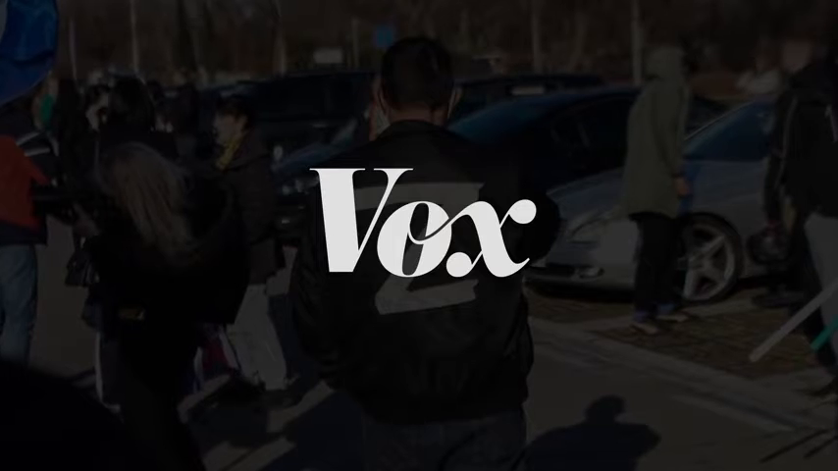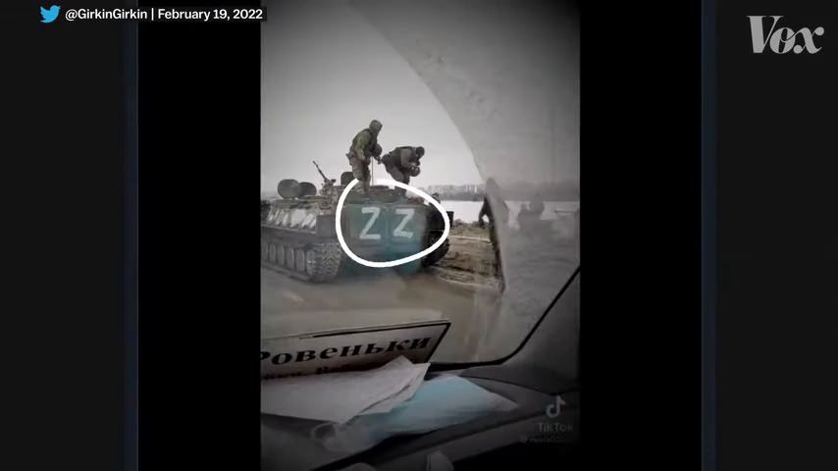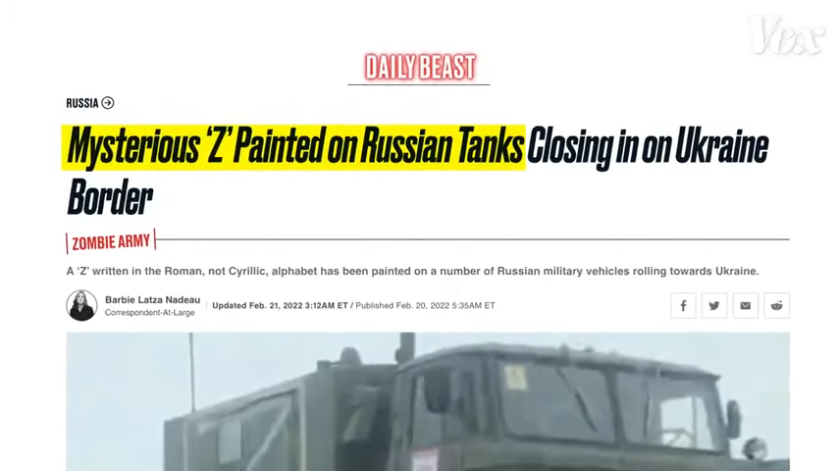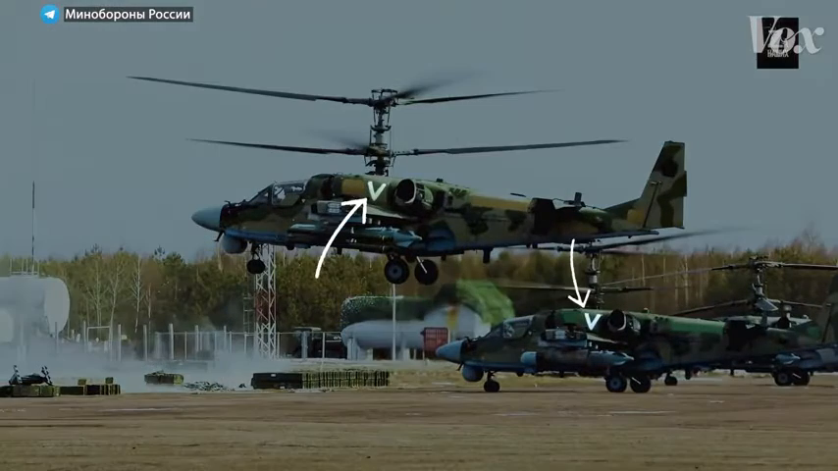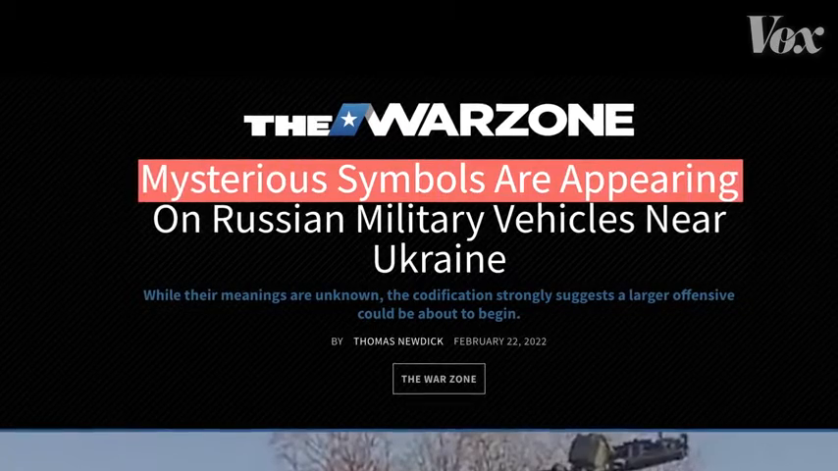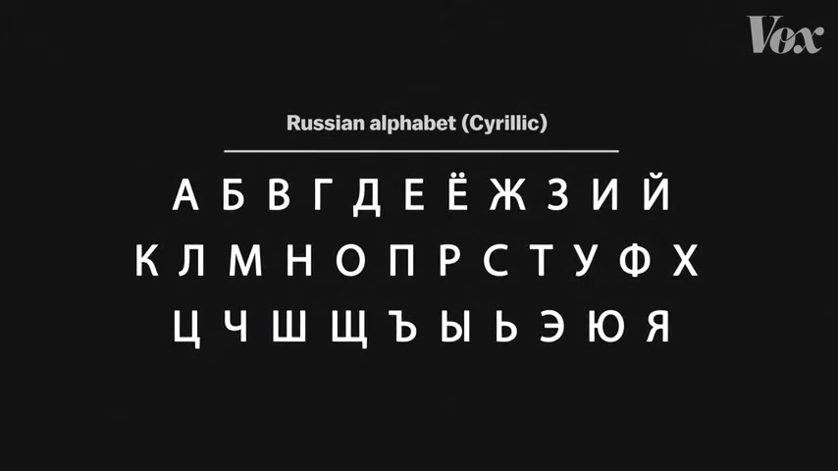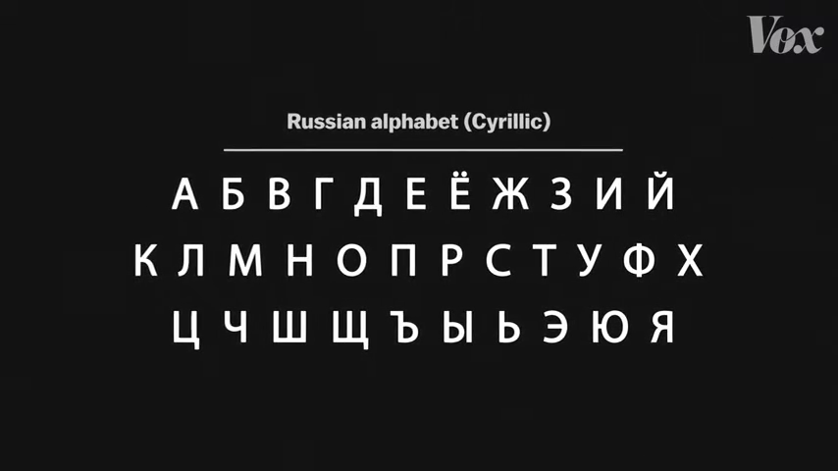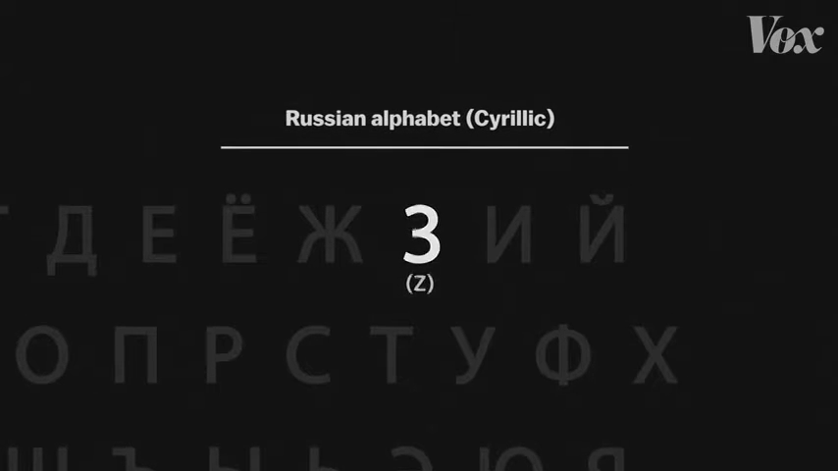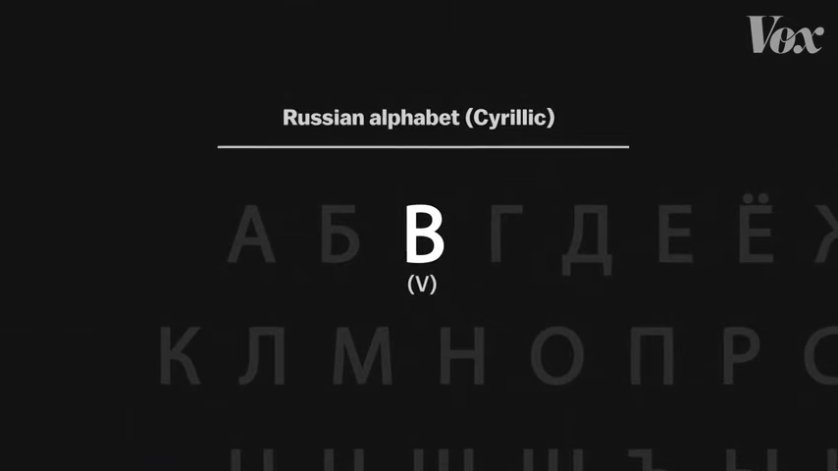The letter Z was first spotted in late February 2022 on Russian military equipment gathering at Ukraine's border, along with other painted white markings like V and O. At first, what these symbols meant was unclear. Z isn't part of the Cyrillic alphabet, the writing system used in Russia and Ukraine. The Z sound in Cyrillic is written sort of like a 3, and V looks like the Latin letter B.